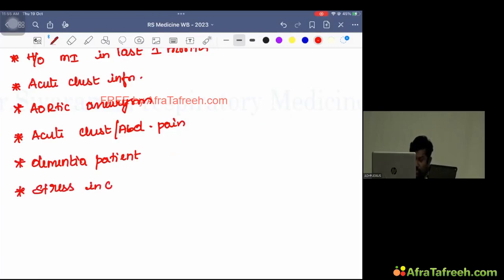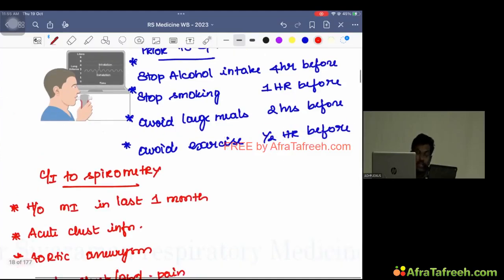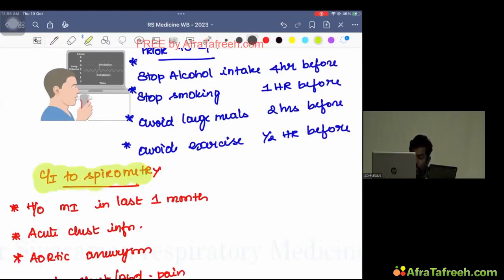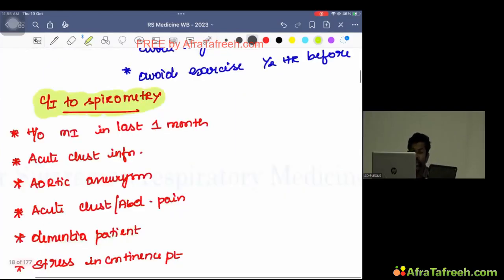Then next, it is contraindicated in stress incontinence patients. When the patient forcefully blows through the spirometer, urine will come out on the other side. So it is contraindicated in patients with stress incontinence. So these are a few precautionary measures and contraindications which you have to take care of before doing spirometry.